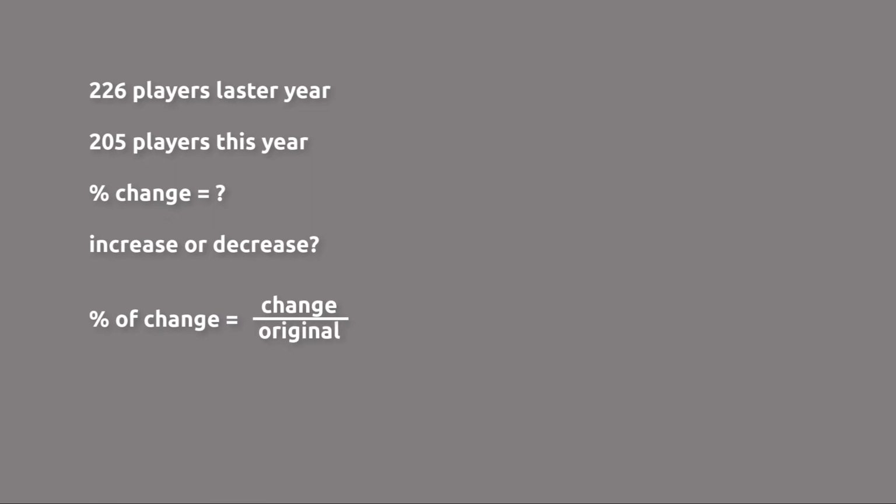So first we want to find the difference, and that would be the 226 players from last year minus the 205 players from this year, which is going to give us a difference of 21. So that's our change, and then our original was last year's 226 players. So change 21 divided by the original, which is 226. It's not obvious right off the bat that anything is a common factor here. 3 isn't a common factor, 7 isn't a common factor, so we'll just go ahead and divide.